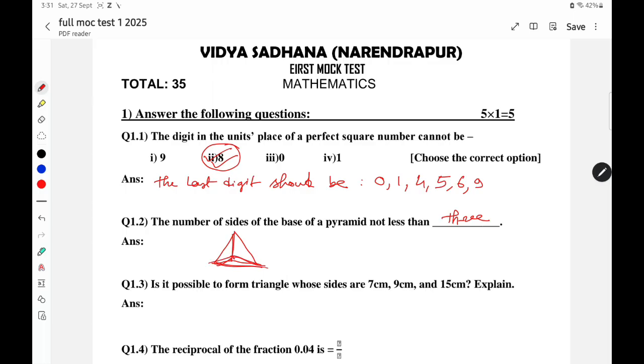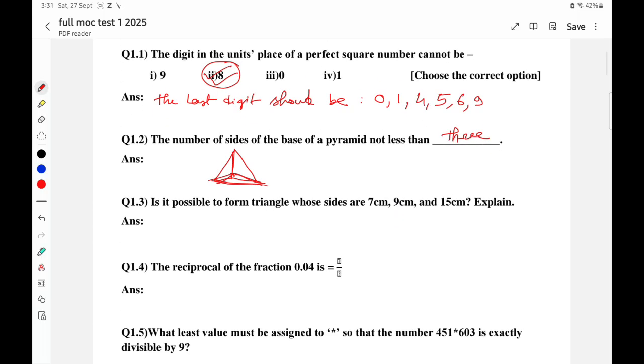Other than that there are many types of pyramid, quadrilateral base pyramid, pentagonal base pyramid and so on, but the minimum is 3. The next question, is it possible to form a triangle with the sides of these? There is a rule that the sum of the smallest two numbers should be greater than the longest side. So 7 plus 9 is equal to 16. Since 16 is greater than 15, so yes, it is possible.